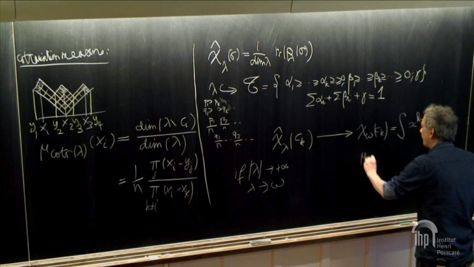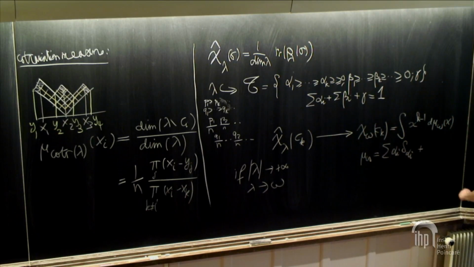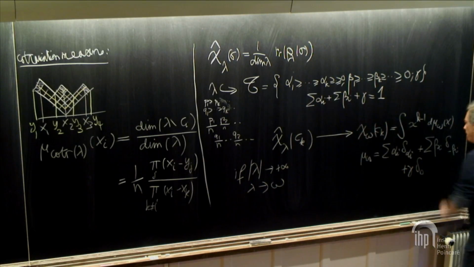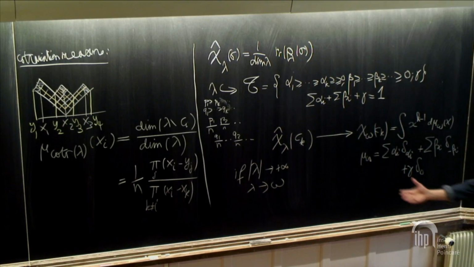And mu omega is just the sum of alpha i delta alpha i, so a sum of Dirac measures, plus beta i delta minus beta i, plus gamma delta 0. Of course, if k is 2 or more, this gamma doesn't appear in this formula. It appears by default because it is there just to get a probability measure. But you never see it in the formulas for the characters, only the alpha and beta count. So we proved this last time.